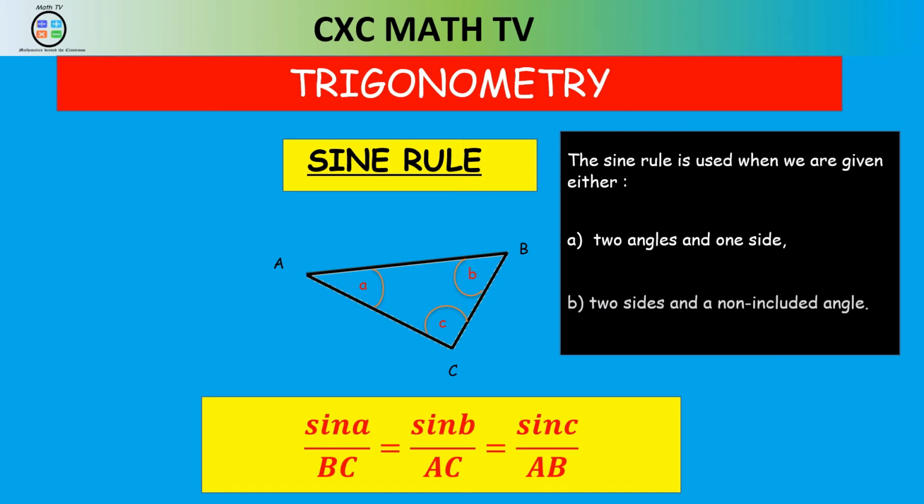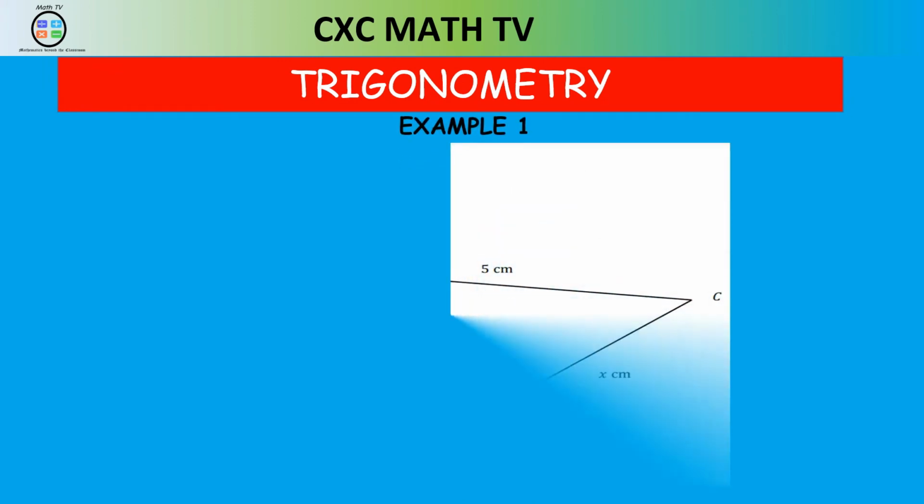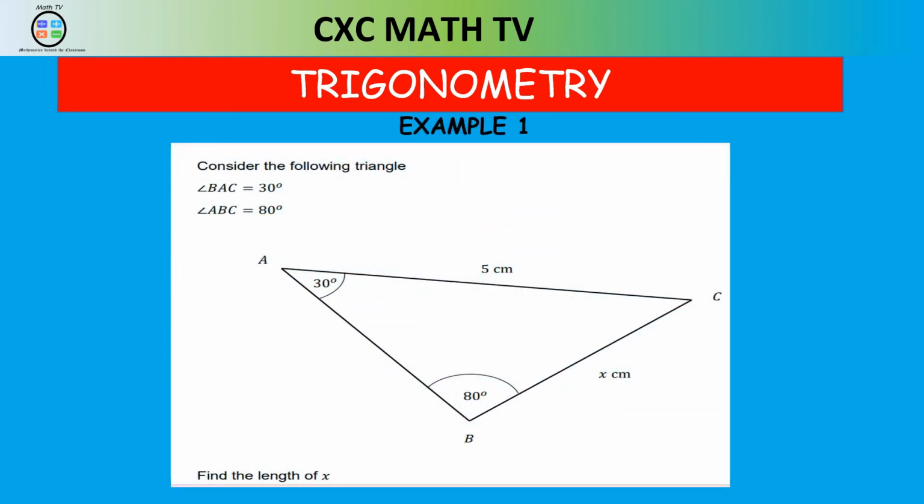Let's look at an example because this is all abstract. Consider the following triangle right here. It gives us angle BAC is 30 degrees, angle ABC is 80 degrees, and the length of AC is 5 centimeters. The length of BC is x, and it says find the length of x.